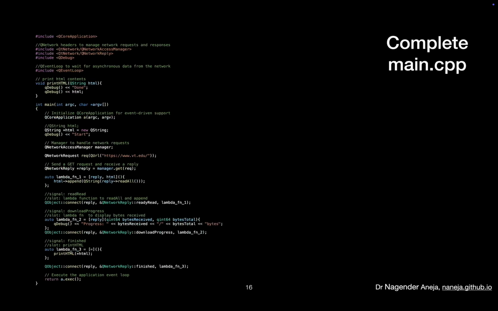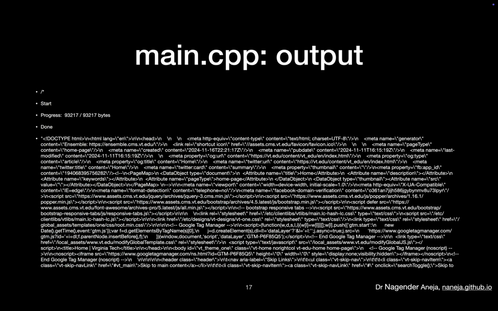Right, so that's the complete code, and once it runs, it will show start, then it shows progress, so many bytes out of the total bytes done, and when it's done, the finished signal comes, and then it will show all of the output from that HTML file.